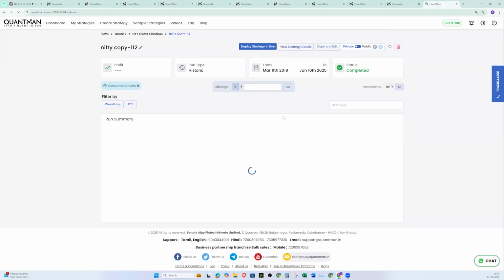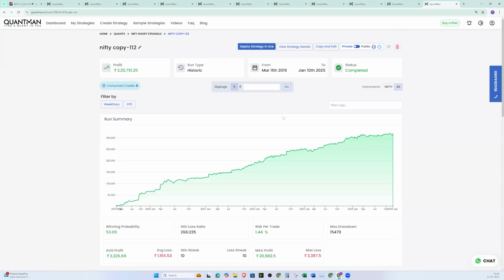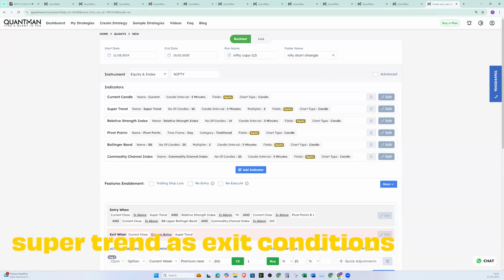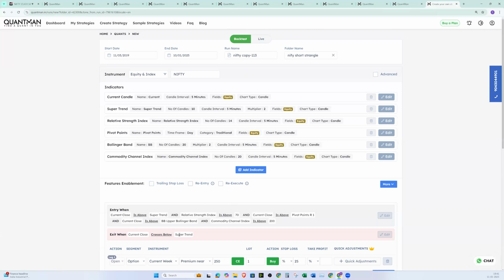If you have a good strategy but your risk management and position sizing are not proper, you will end up with losses. By putting a 25% stop loss, my loss reduced to 3,000, but no other changes, I think. Everything is the same. I use Super Trend as an exit condition. Super Trend has two criteria. One is the indicator stop loss. The other is Super Trend trail acting as a trailing stop loss.